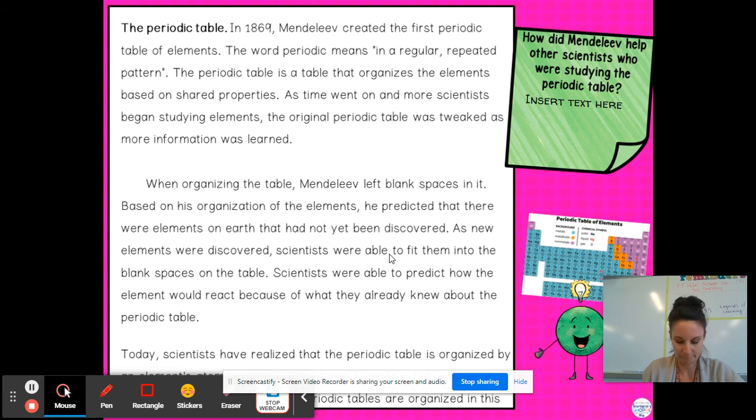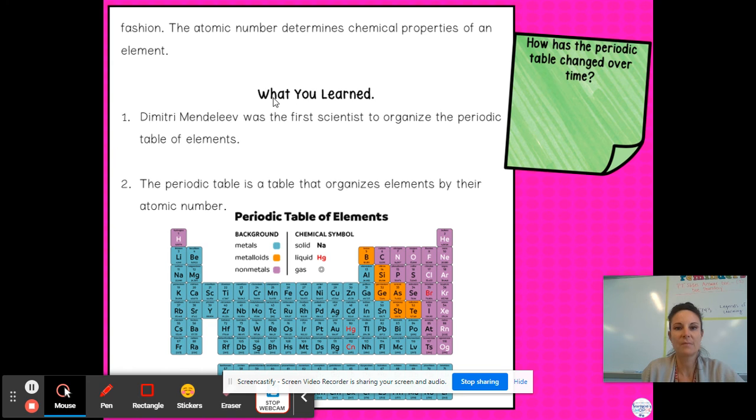Today, scientists have realized that the periodic table is organized by an element's atomic number. The atomic number is the number of protons in the nucleus. Modern periodic tables are organized in this fashion. The atomic number determines what chemical properties of an element.